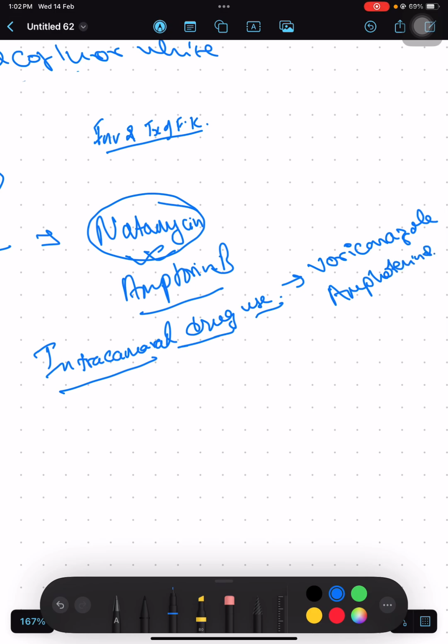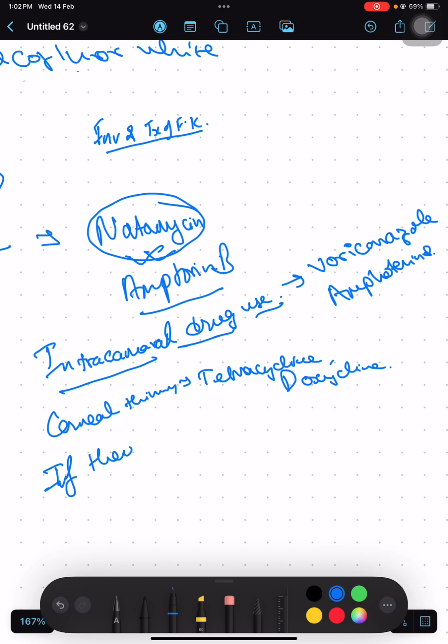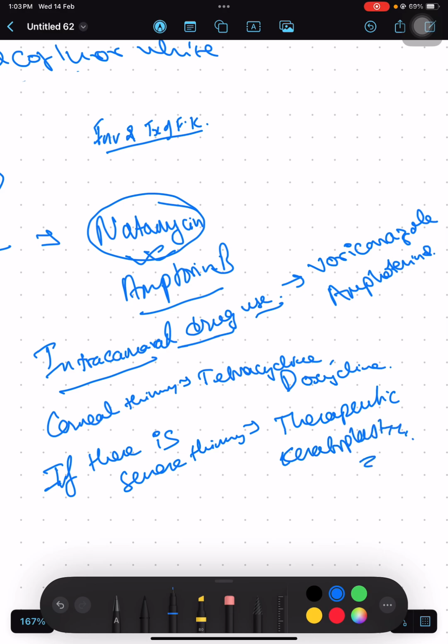Okay, and remember, if there is corneal thinning, what are we going to do? We are going to use tetracycline and doxycycline, as I already told you in previous videos, right? And if there is severe thinning, what are we going to do? In case of severe thinning, we are going to go with therapeutic keratoplasty.